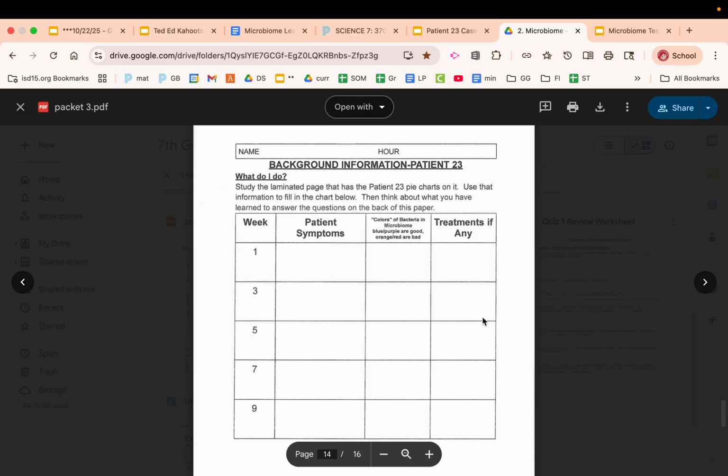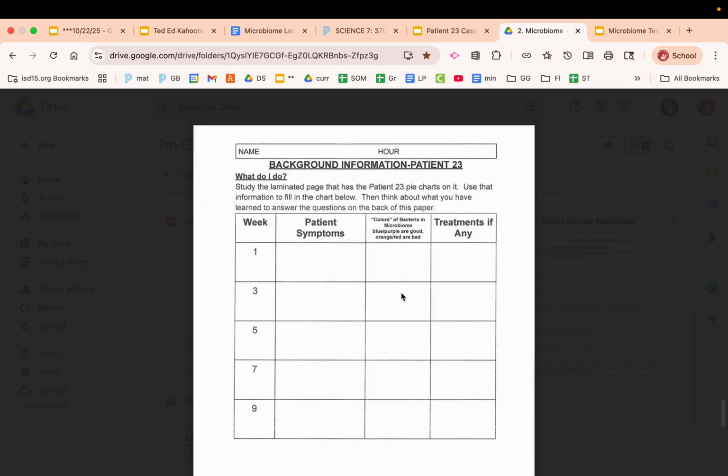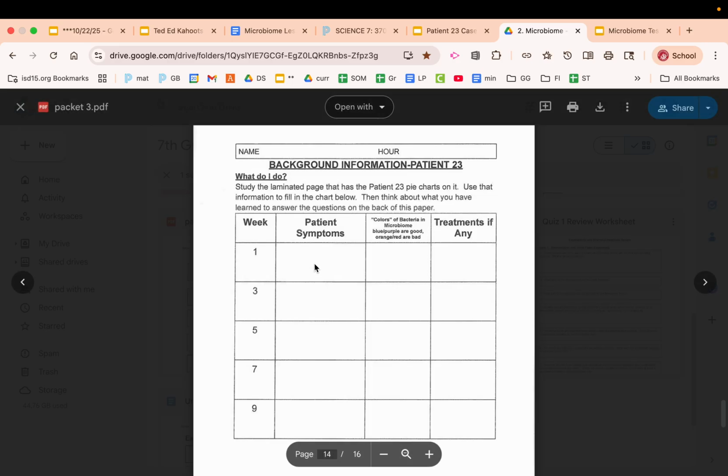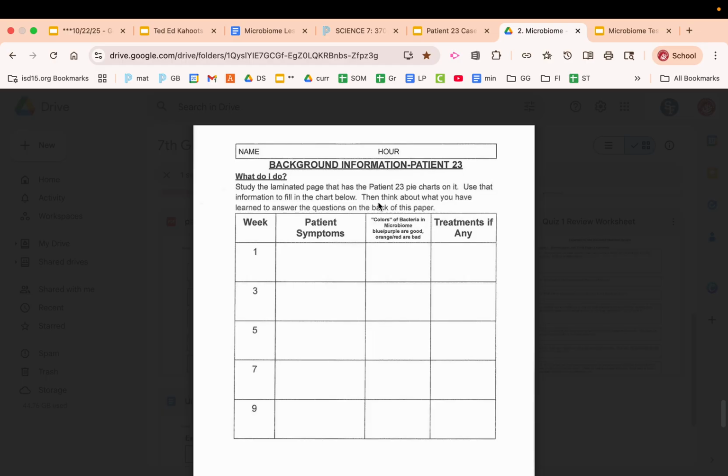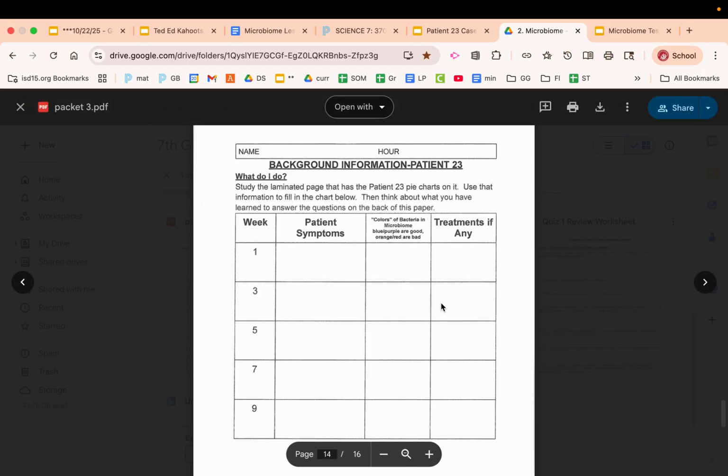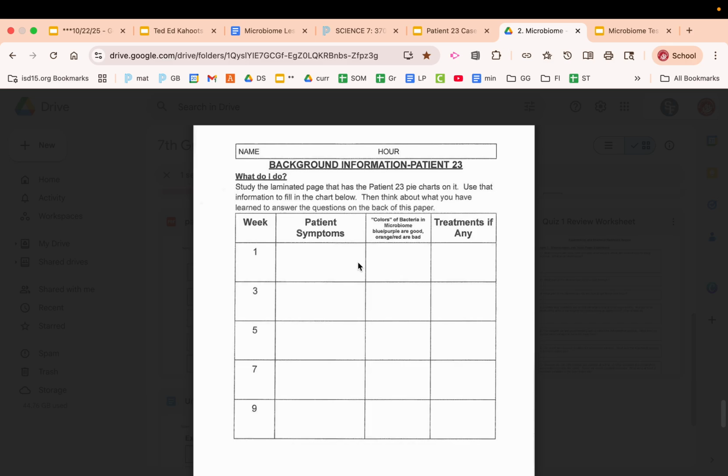And then you do that for the rest of the week. So week 3, what were their symptoms? What colors of bacteria are in their pie chart? And of course, that week they got their antibiotics. All right. So it also says you should answer the questions on the back of this paper. We'll worry about that next week. For today, if you can just get the chart completed on page 14, that would be great.